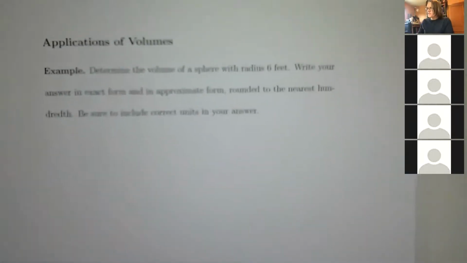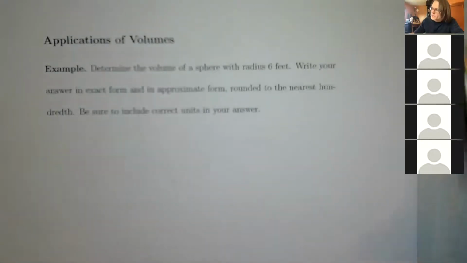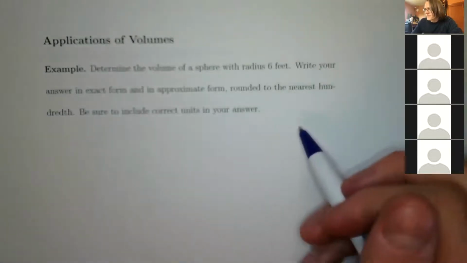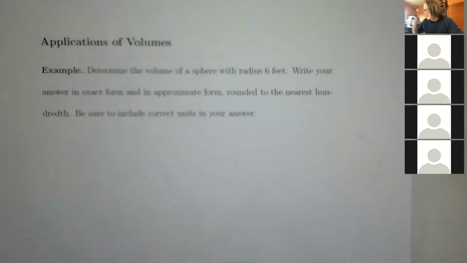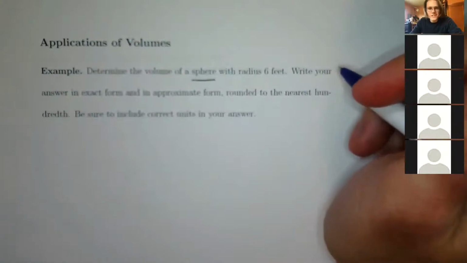Determine the volume of a sphere with radius 6 feet. Write your answer in exact form and an approximate form, rounded to the nearest hundredth. Be sure to include correct units. This is a very wordy example, but let's try it. So again, it's the volume of a sphere with radius 6 feet.